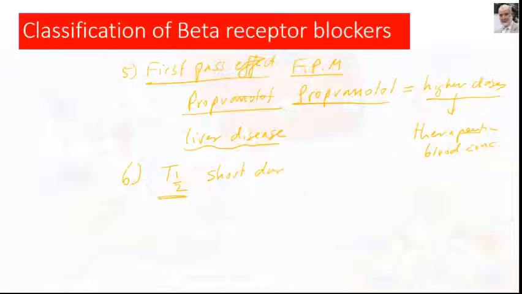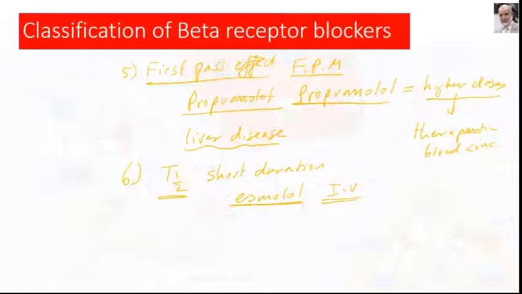Very short duration of action. Especially the most famous example is esmolol, which has a duration of action of minutes because it is an ester. It is easily hydrolyzed in the plasma. Esmolol has a very short duration of action. That's why it is only used in intravenous injection in certain cases of cardiovascular disease.